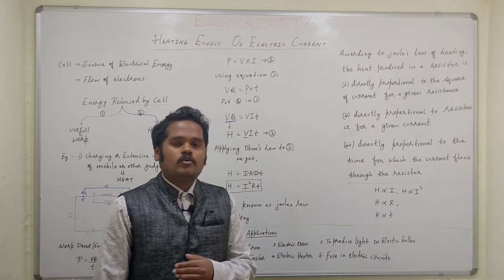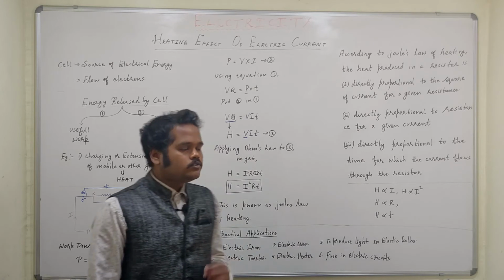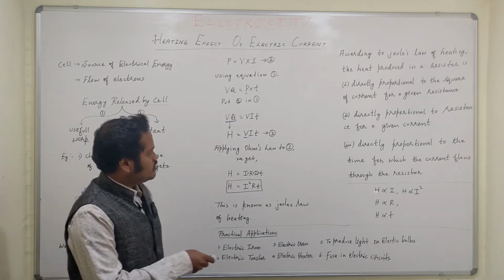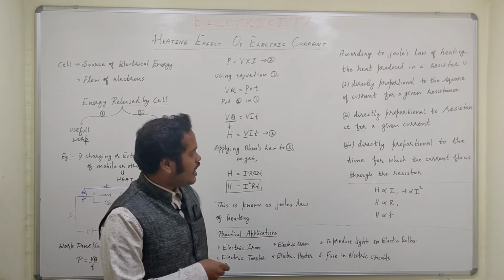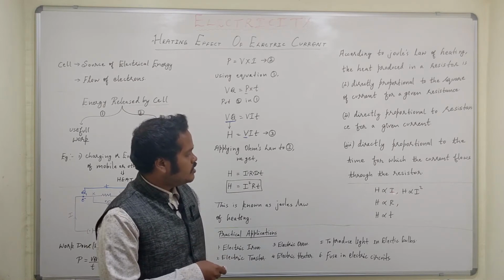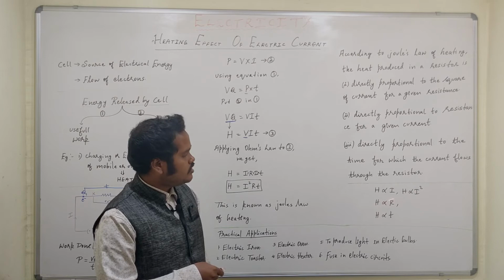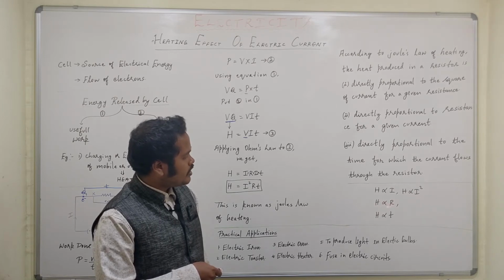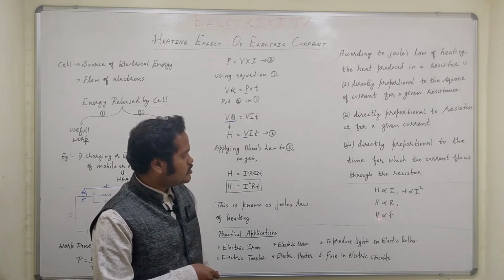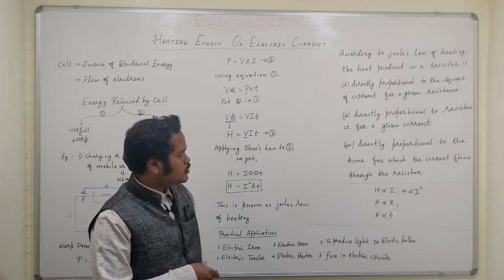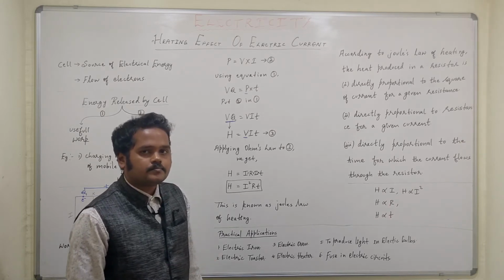What is Joule's law saying? Joule's law is saying that the heat produced in a resistor is directly proportional to the square of the current. The heat produced in a resistor is directly proportional to resistance, and the heat produced in a resistor is directly proportional to the time taken.